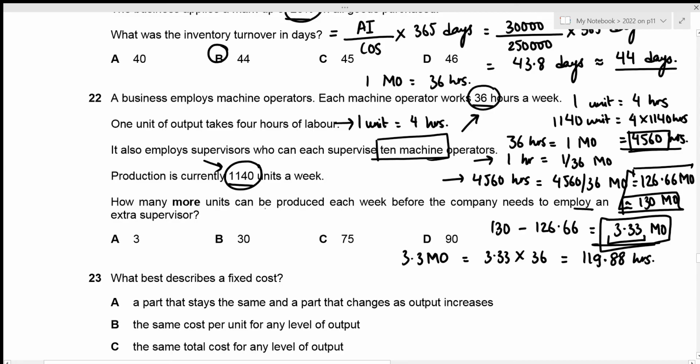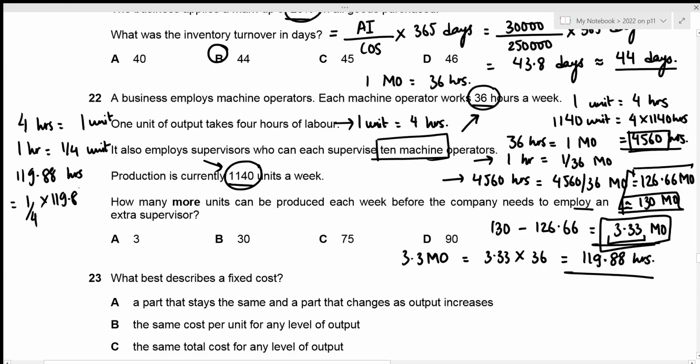And we also know that 4 hours is required to produce 1 unit. Now 1 hour will produce 1 by 4 unit. Now we need to figure out the units for 119.88 hours. So for 119.88 hours, the number of units is going to be 1 by 4 times 119.88. And this results in the total additional units to be 29.97. Let's round it off. That's going to be 30 units. This is the correct answer we're looking for, which is given in option B.